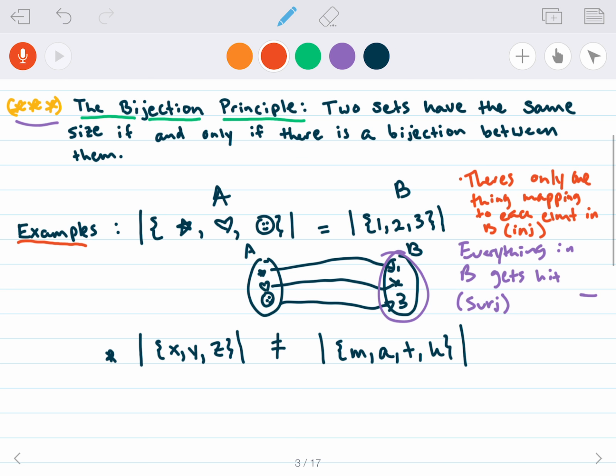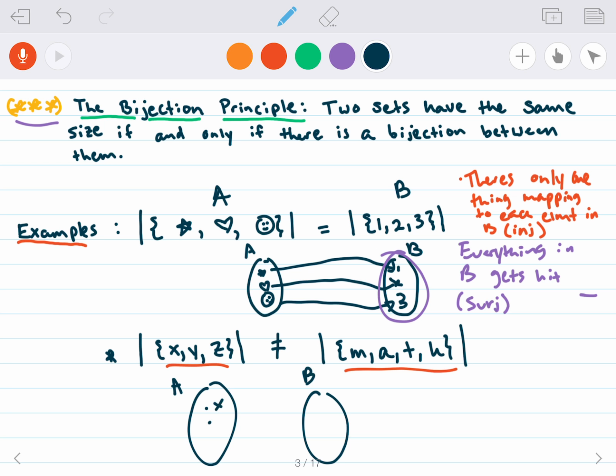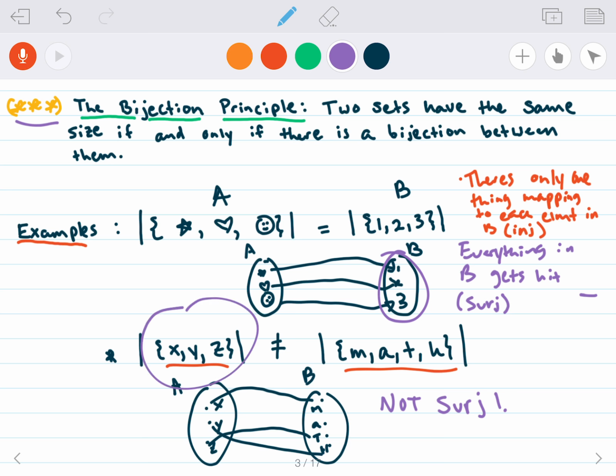All right, now this set is not the same cardinality as this set. I think your book does this, but the point is that we can never have a perfect matching. So A and B, we have X, Y, Z, and then over here we have M, A, T, H. And there's no way to perfectly pair up these elements because one guy is going to be left alone. Okay, so this thing is not surjective. So not surjective. And so these cardinalities are not the same.